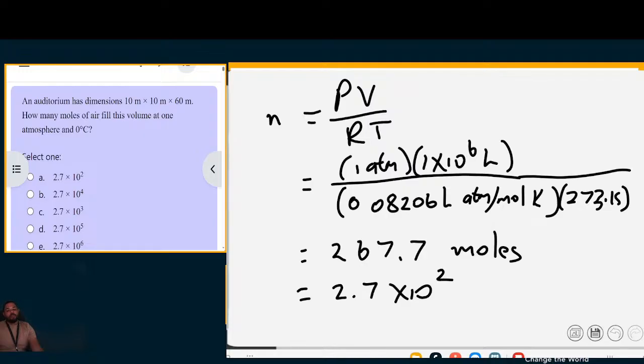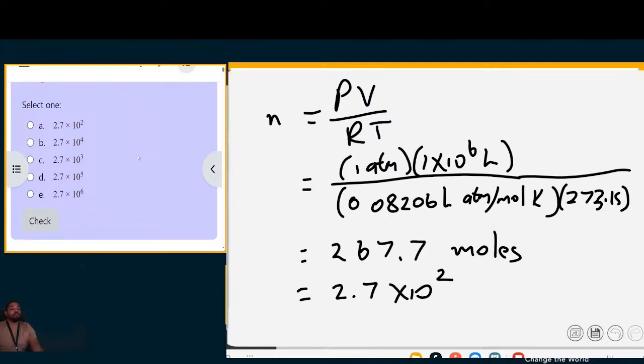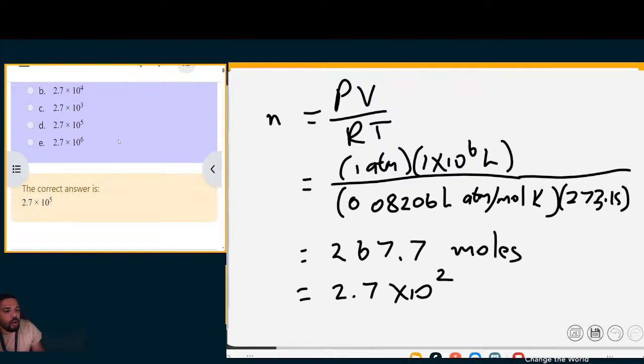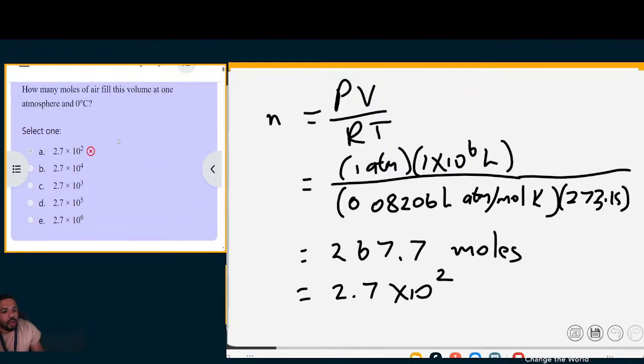Let me just see if it's correct. I haven't checked this one. 2.7. Check. Why is that wrong? Oh, that is a comma error. That is not a dot. That is 267,000 moles. Sorry. That is wrong. That should be a comma, not a dot.